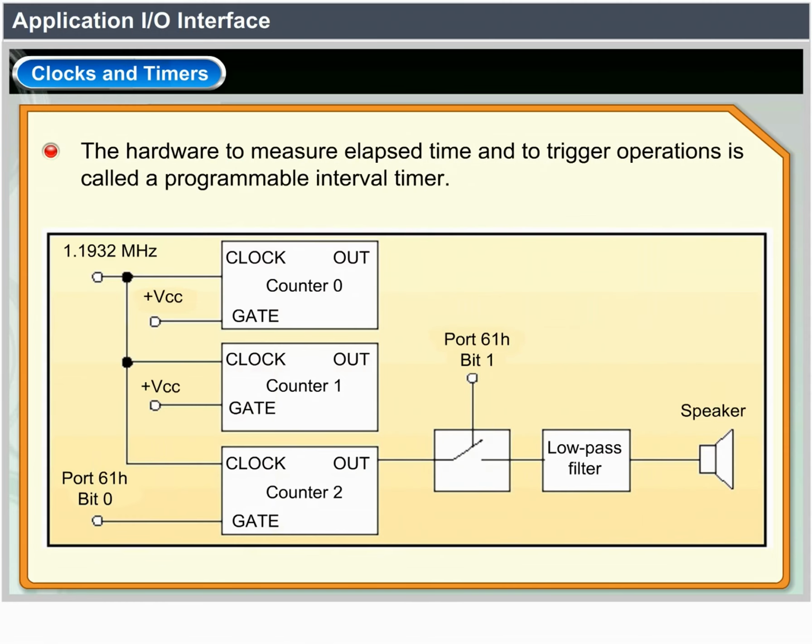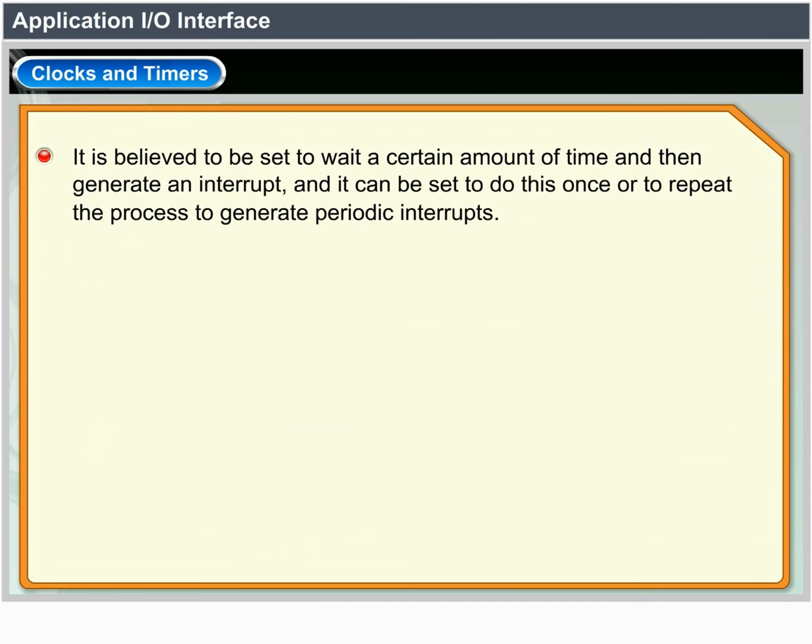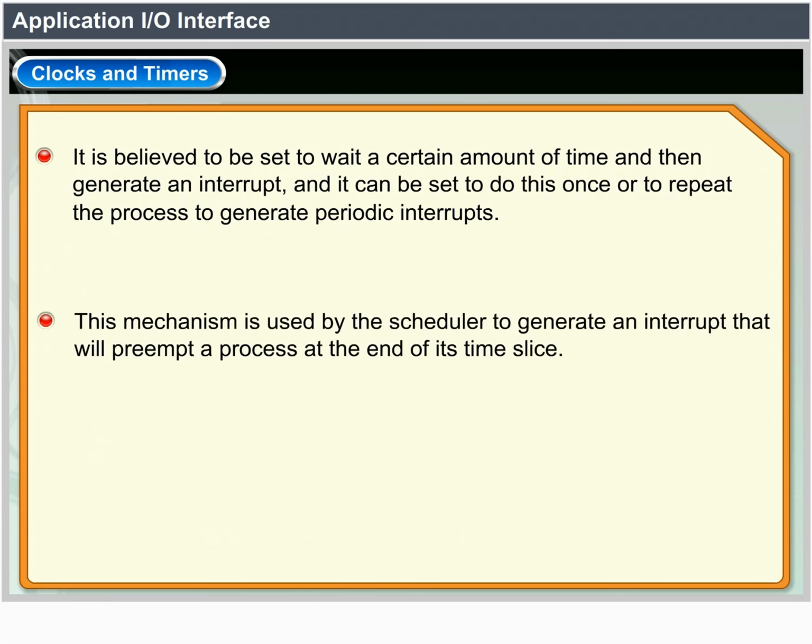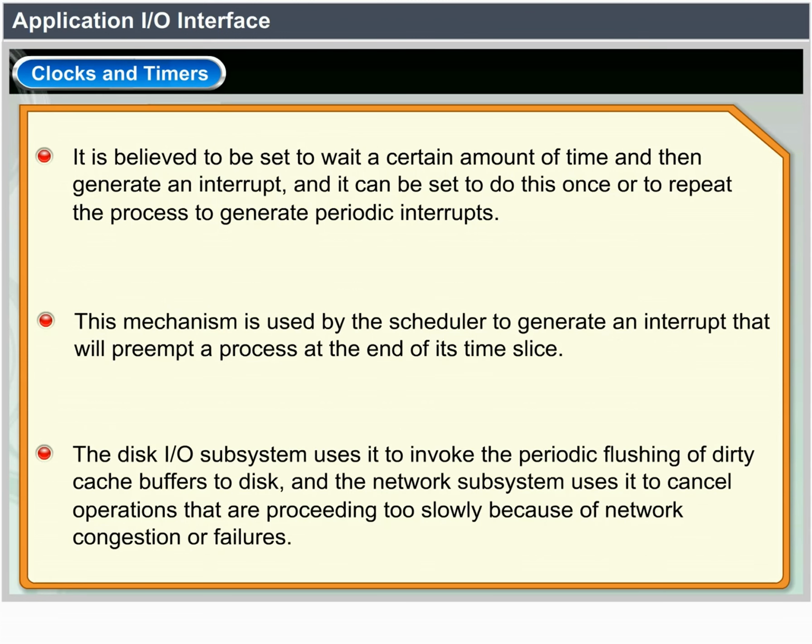The hardware to measure elapsed time and to trigger operations is called a programmable interval timer. It can be set to wait a certain amount of time and then generate an interrupt, and it can be set to do this once or to repeat the process to generate periodic interrupts. The scheduler uses this mechanism to generate an interrupt that will preempt a process at the end of its time slice. The disk input-output subsystem uses it to invoke the periodic flushing of dirty cache buffers to disk, and the network subsystem uses it to cancel operations that are proceeding too slowly because of network congestion or failures.